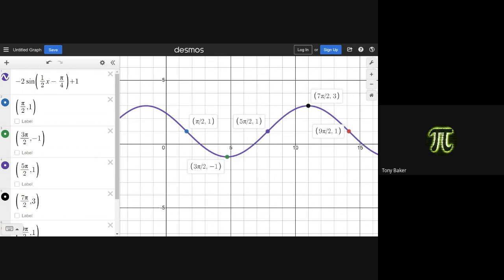We're going to use this actual same problem. So we're going to do a few things with it. First thing we're going to look at, what's my period? Yeah, 4 pi. If we're looking at it, it's from that point to that point, right? So you can look at this and figure out, okay, it's from pi over 2 to 9 pi over 2. That's 4 pi.